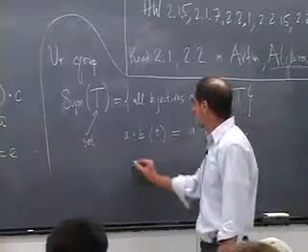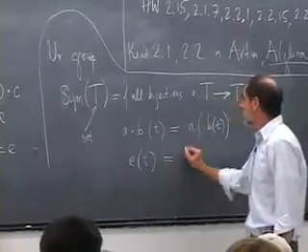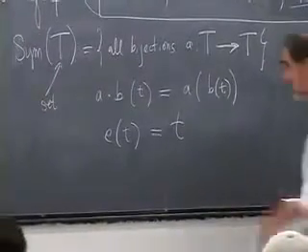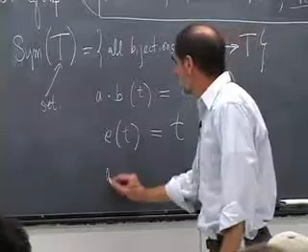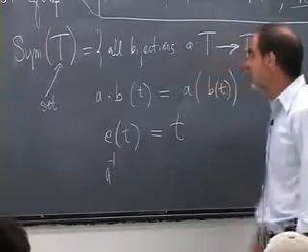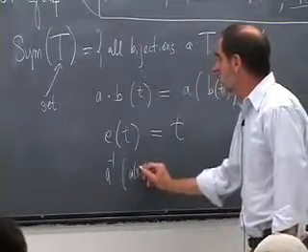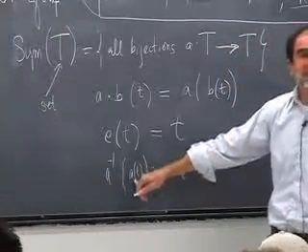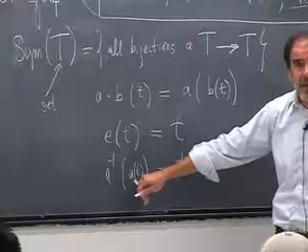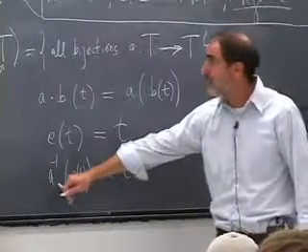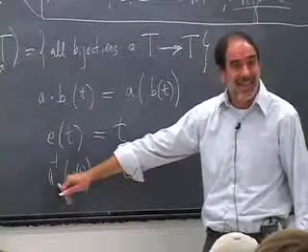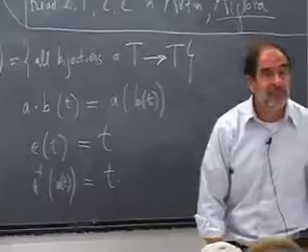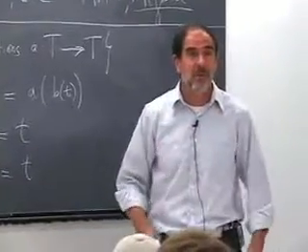The identity element is just the bijection that takes every element in the set to itself. And the inverse element, A inverse, is defined as the element that takes the element A of T back to the element T. And since every element in the set can be written as A of T, uniquely, because A was a bijection, this defines a bijection of the set T. And it clearly has the property that when you compose it with A, you get to E. You have to check in the opposite direction, but it also works.